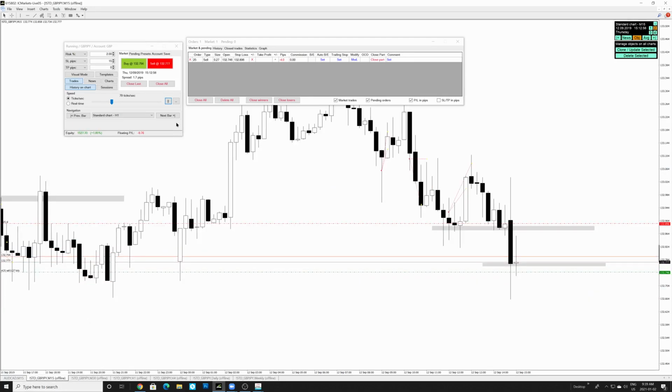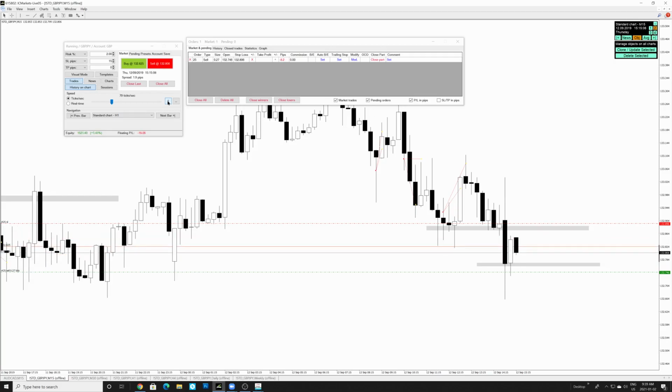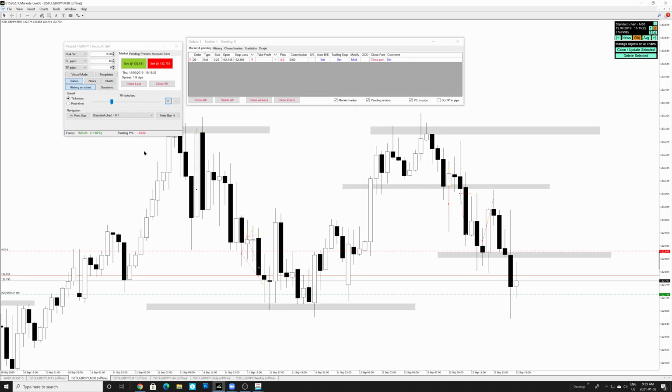Look at the 15-minute time frame. This candle is about to close. Our stops are above that zone. They're also above this current wick here as well. Oh, wow. Man, this day is not easy at all.